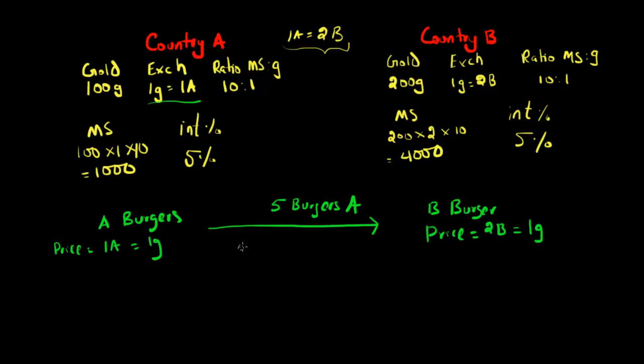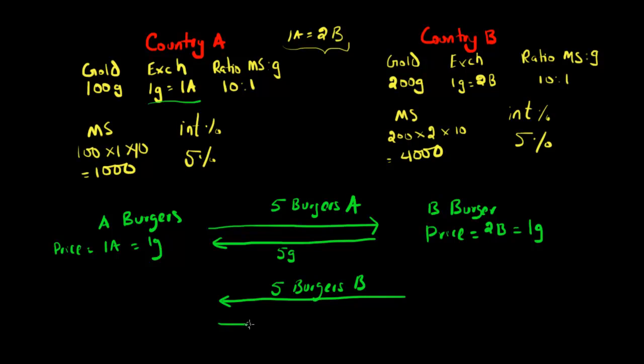The A means are country A burgers, and country B sends back the equivalent amount in gold, which is equal to 5 grams of gold. And we're also going to assume that country B exports to country A 5 country B burgers. And country A sends back to country B the equivalent amount in gold, which is also 5 grams of gold, because each burger, again, costs 1 gram.